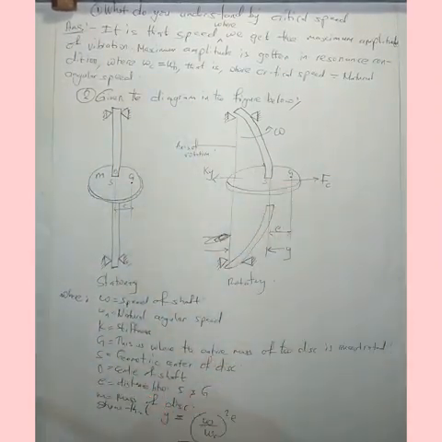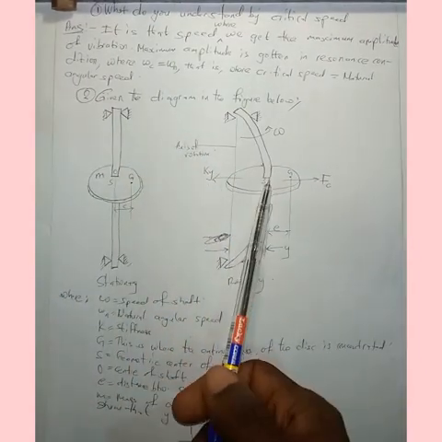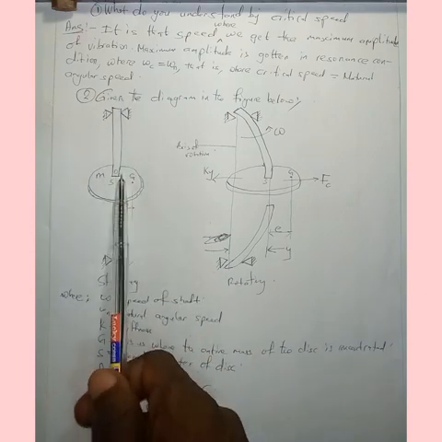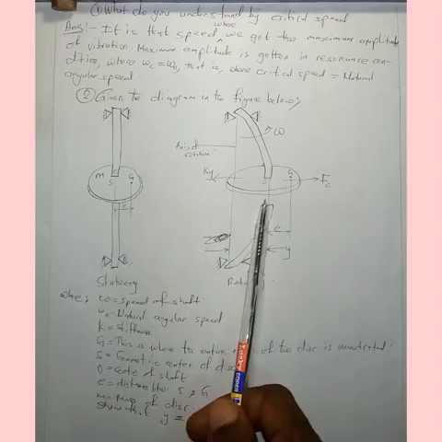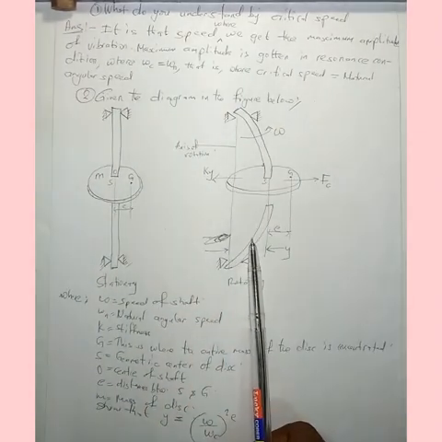Okay, so now for this second question, we will be given two diagrams. This is the first diagram, this is the second diagram. Now this is a shaft, and this shaft has a disc attached to it at the center. This is still the same shaft, but the difference here is that this shaft is stationary, but this shaft is rotating.